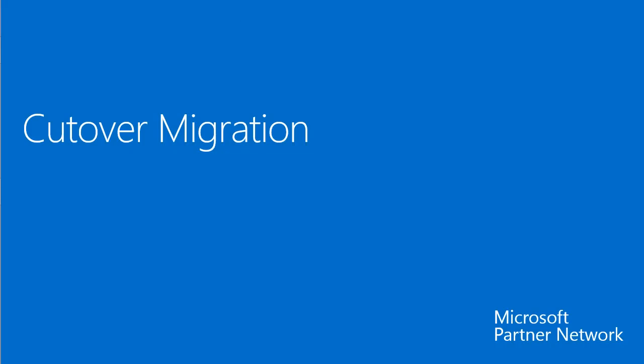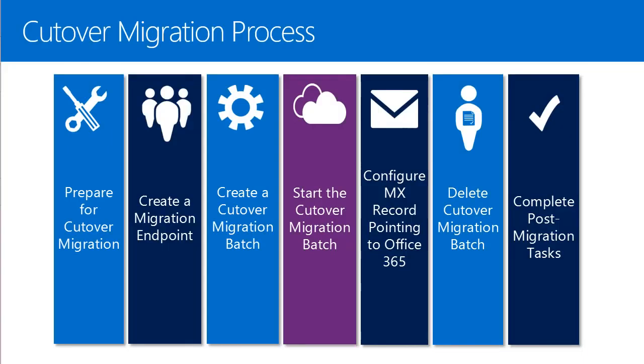So let's start with the cutover migration. Cutover migration is the least complex of these three kinds of migration. You can see here a typical process flow for a cutover migration. We start from the left side.